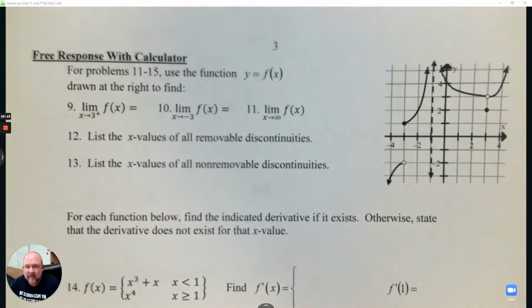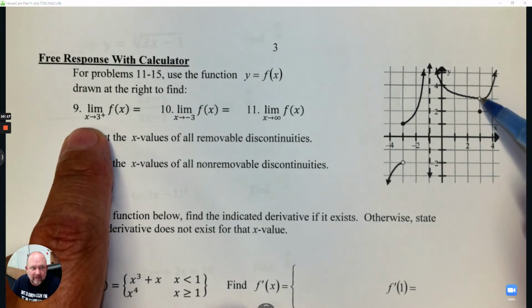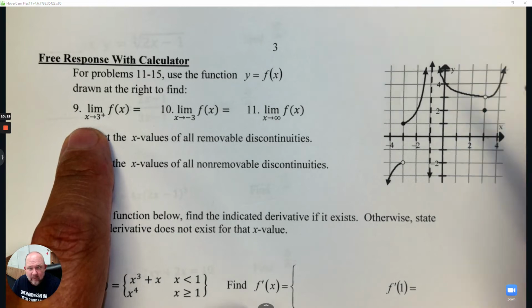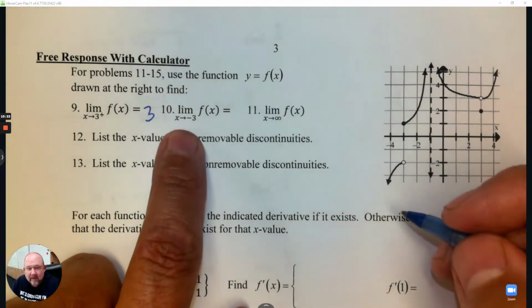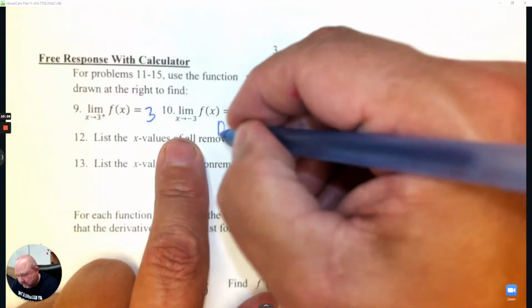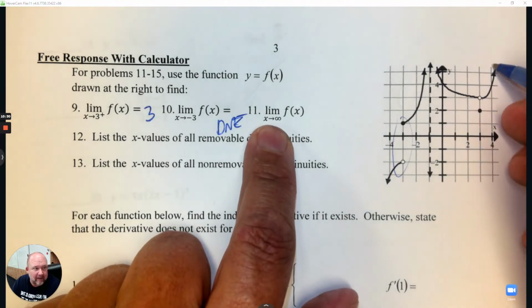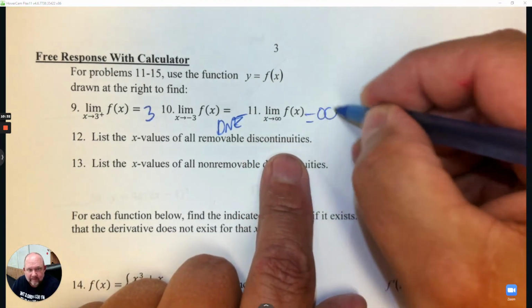Number 9, can you find these limits? The limit at 3 from the right. So here's 3. From the right, we're looking at the y-coordinate, so the answer is 3. At -3, the limit does not exist because there's a jump. Infinity means the right-hand behavior, so it's going to infinity.